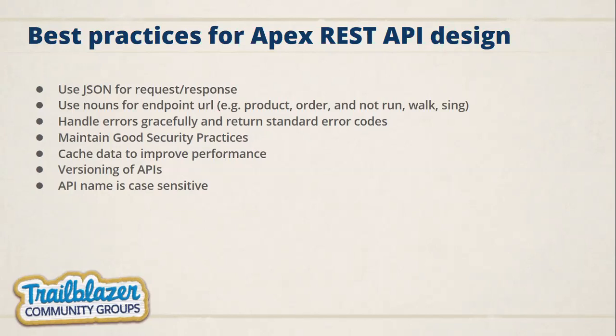JSON is plain text and very easy to understand, and no special serialization is required in that context. So it is better to use JSON. Use nouns for the endpoint URL, like product, order. We should use this kind of naming for our endpoint URL. We should not use verbs like run, walk, sing. It's not good practice.